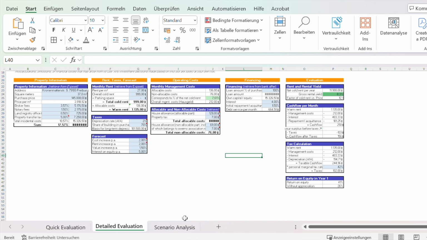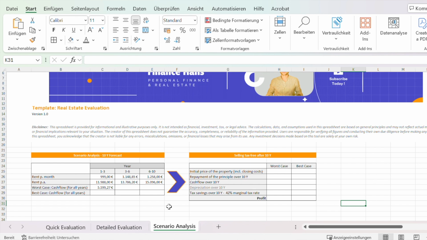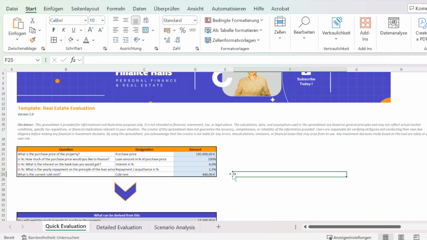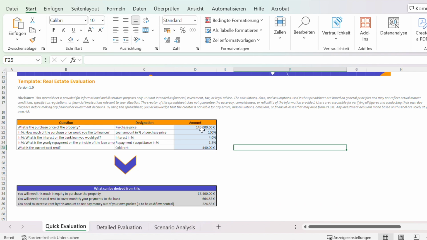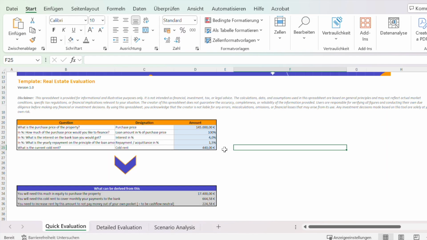And then you also have a scenario analysis in which you can set up a scenario of how this will perform over the next 10 years and what profit you will get out of this investment if you sell tax-free after 10 years. But let's go through this real quick, and let's type in the relevant data, and I'll take you through this step by step, and I'll be switching to the exposé and this calculation spreadsheet on and off. But let's start with the purchase price of the property.